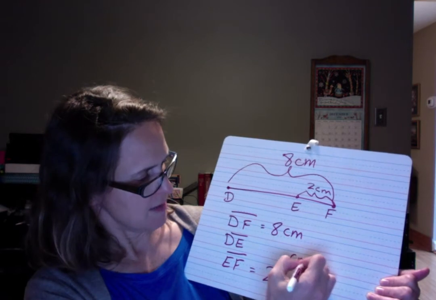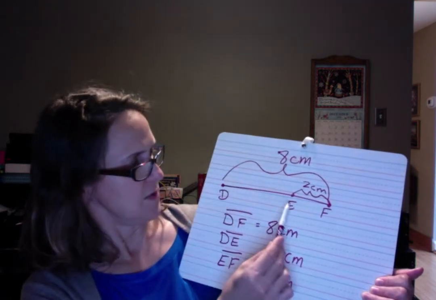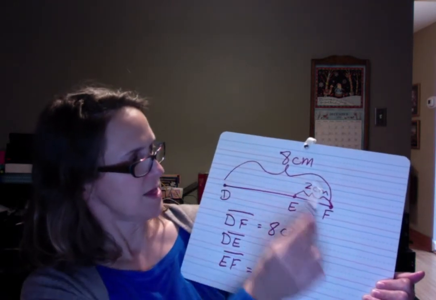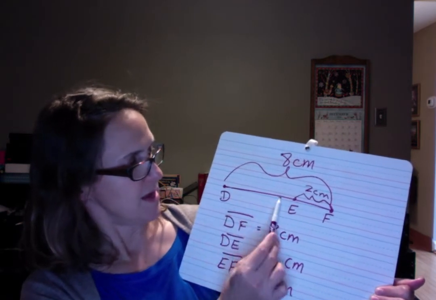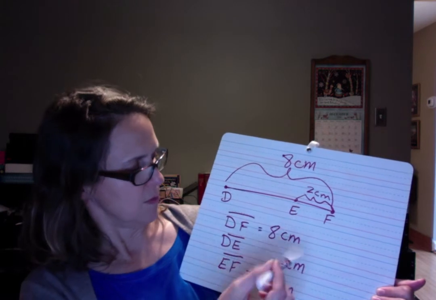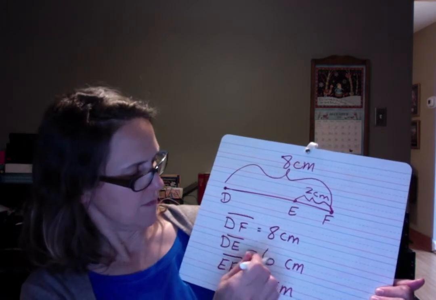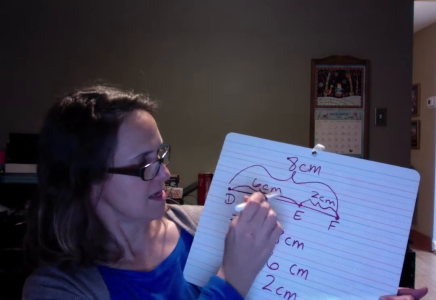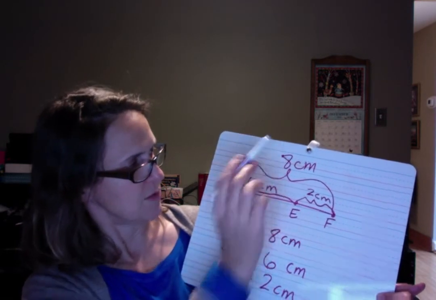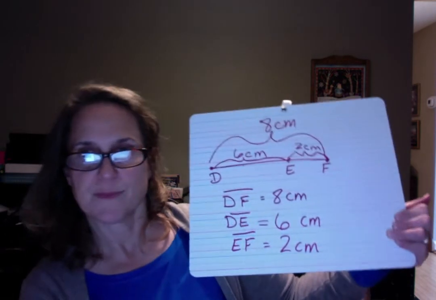How many centimeters must D to E be? Remember, the whole thing is 8 and this part's 2. So what would this have to be in order to make this equal 8? 6. That's right. This would have to be 6 centimeters plus 2 centimeters equals 8 centimeters.